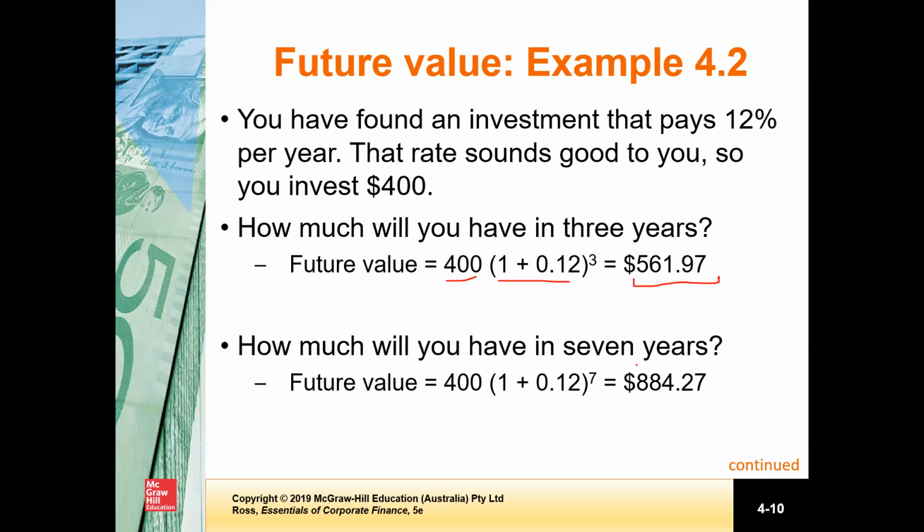And if you want to find out how much the value will be in 7 years, the only thing that changes is this T. So instead of 3, it is 7. So the future value grows to $884.27. So we invest $400, earn 12% interest, and after 7 years the value of the investment will be $884.27.